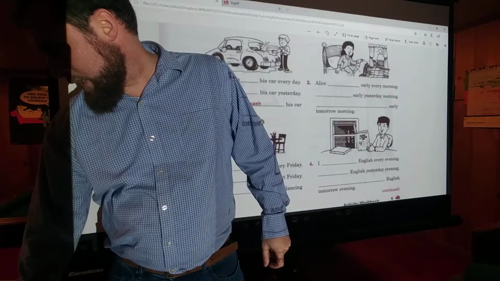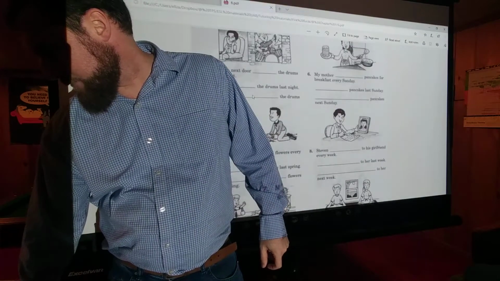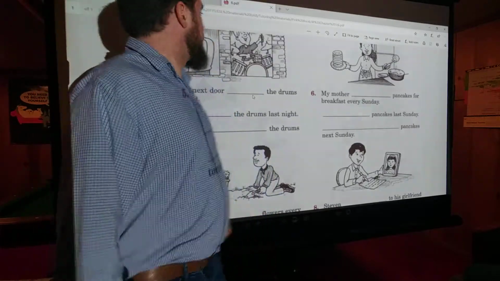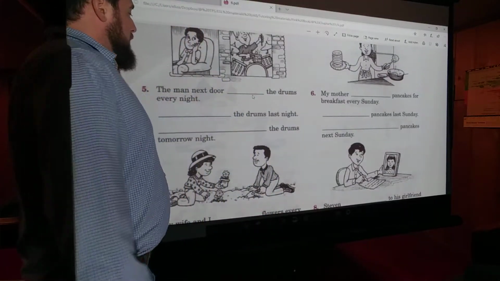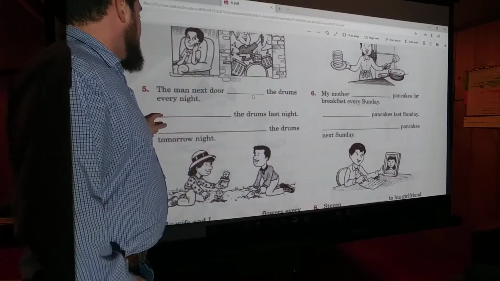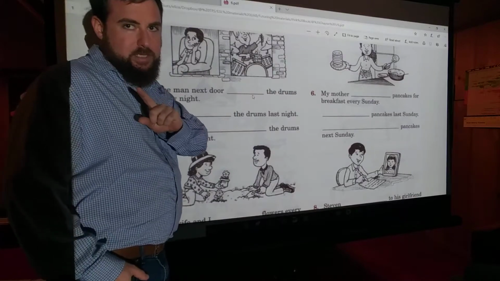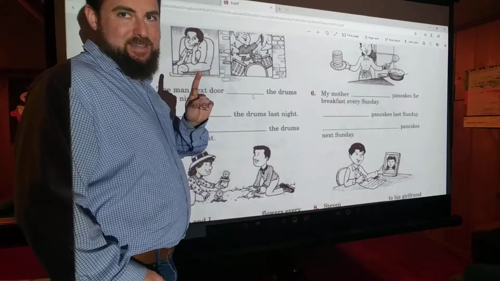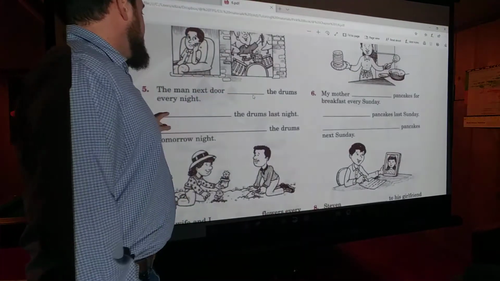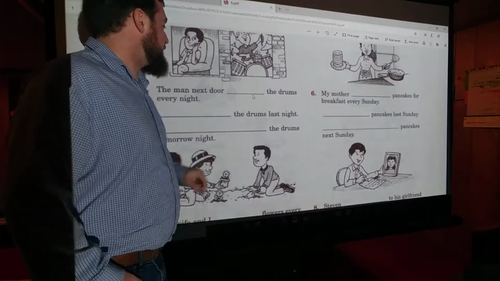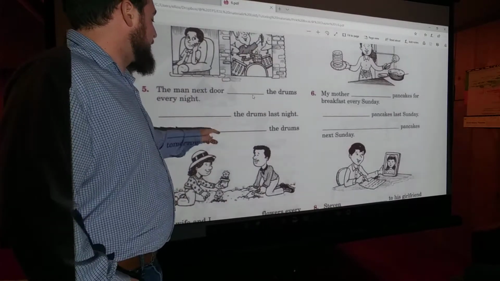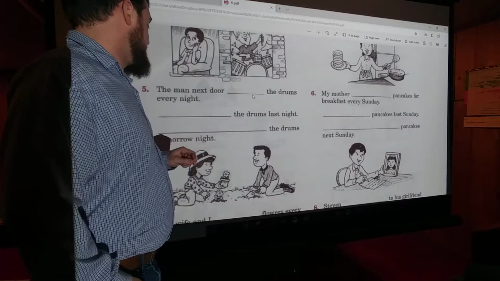Okay, moving on. Next page. The man next door plays the drums every night. Plays with an S. Okay? Plays. P-L-A-Y-S. He played the drums last night. He's going to play the drums tomorrow night.